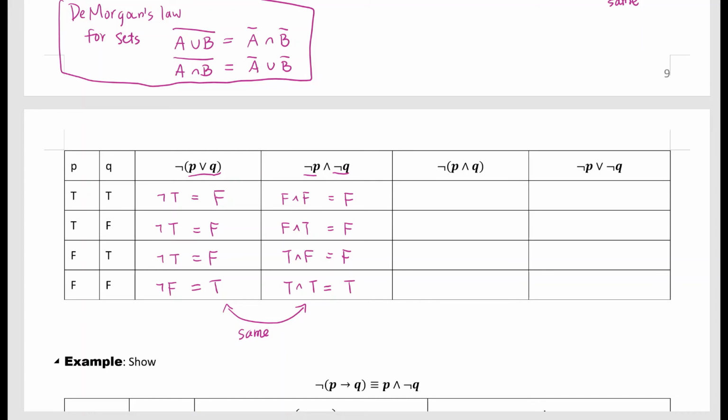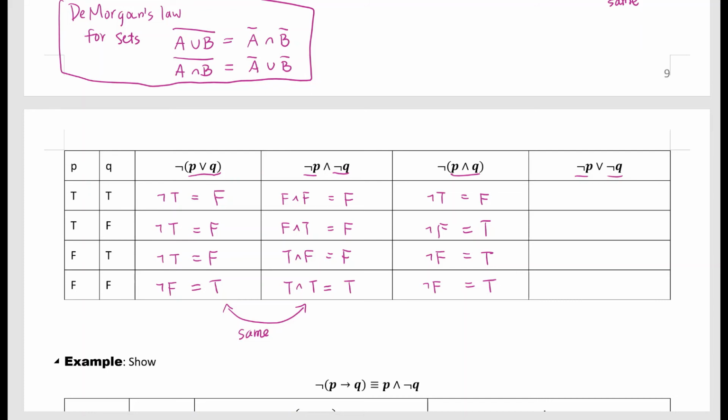Next, P and Q. So true and true, true. Not true is false. True and false, false. Not false is true. False and true, false. Not false is true. False and false is false. Not false is true. Okay, next we compute not P and then not Q, then we use OR.